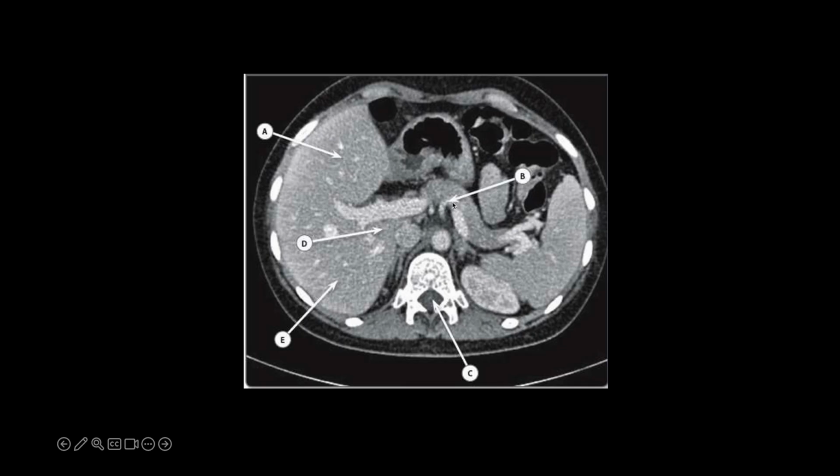B is your splenic artery. And then E is your spinal canal or spinal cord.